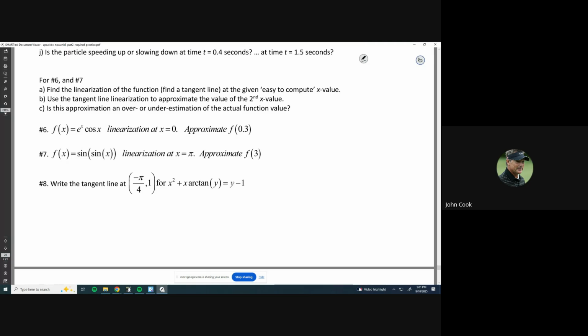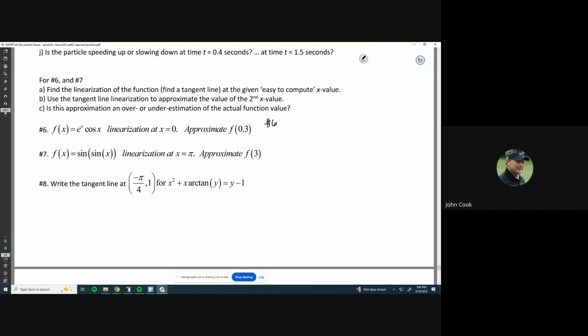So it says for number six and number seven, find the linearization of the function, find the tangent line at the given easy to compute x value. Use the tangent line then, or linearization, to approximate the value, the second value. And then is this approximation an over or underestimate of the actual function value? So let's do number six.